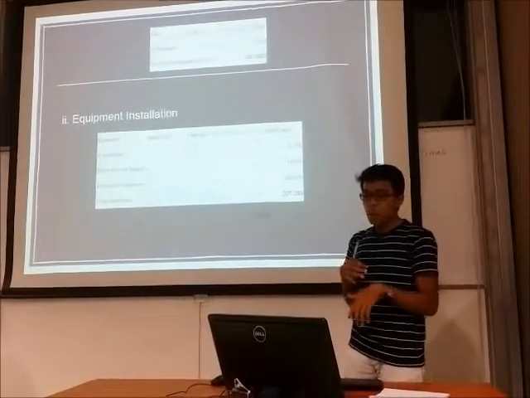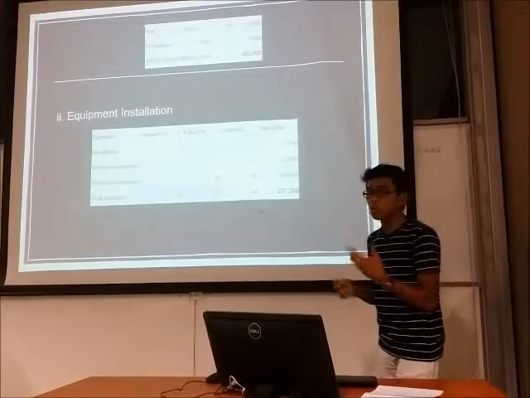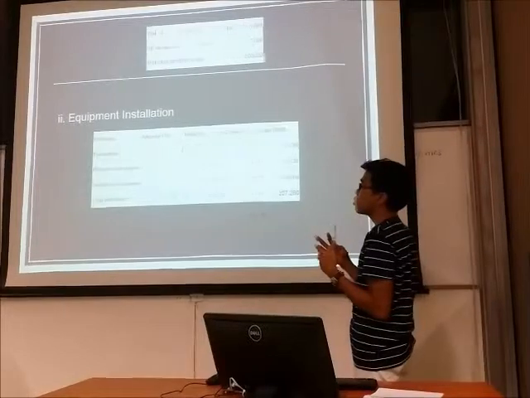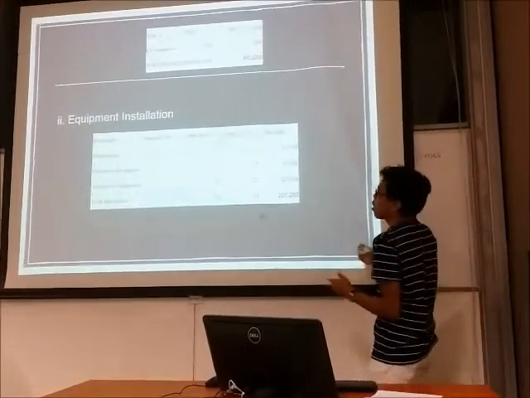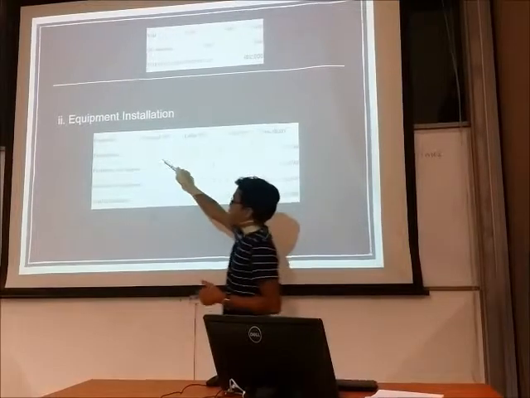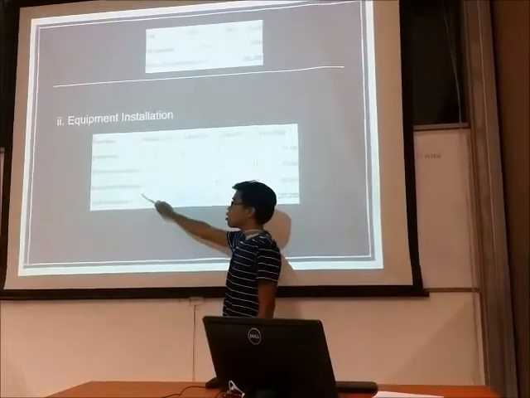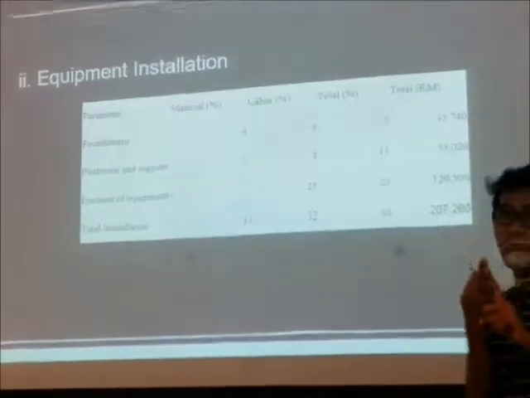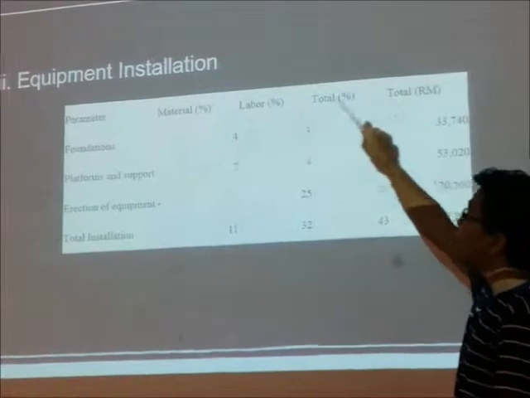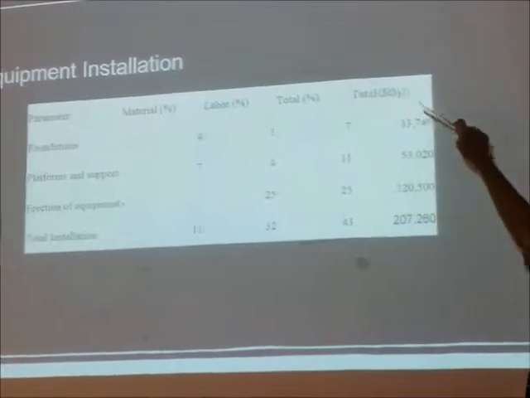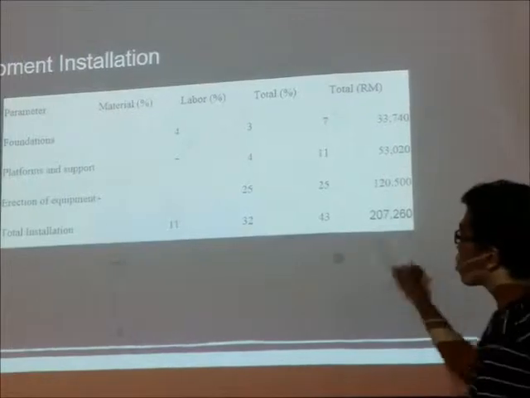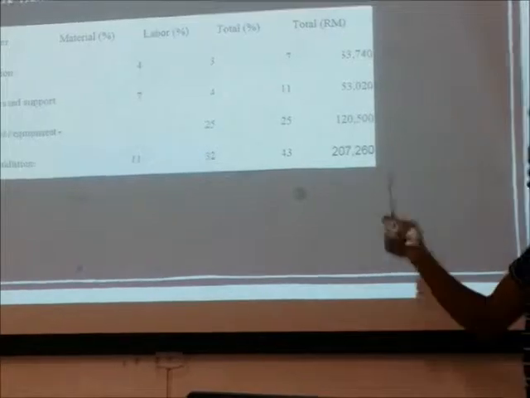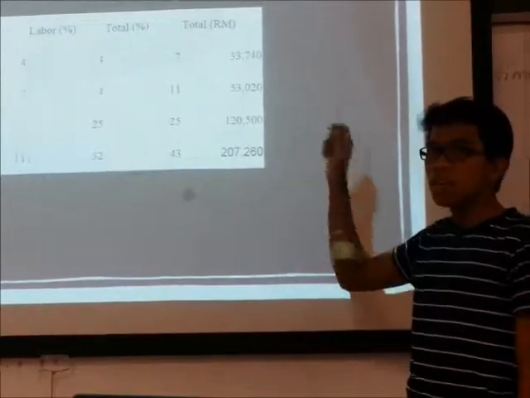Second thing in capital investment is equipment installation. Equipment, how much the cost that we use for installation purpose. Okay, first we do the foundation, second platforms and support, and then erection of equipment. Now for the material, we divided this into three percentages. First is material, labor, and the total. And lastly, after we total up the installation, we got around 207,260 ringgit Malaysia.